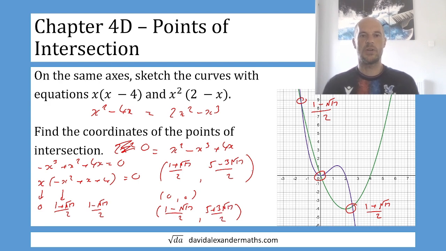So here are the coordinates of the 3 points of intersection. 0, 0 is the easy one, and then the 2 are the fairly horrible ones. So yeah, pretty nasty question, that one. Perhaps in a real exam you might get values that were a bit kinder than some pretty horrendous surds.